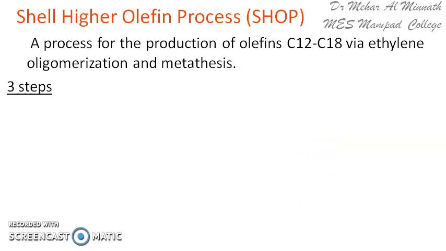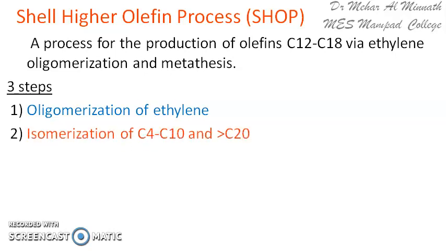Now there are three steps involved in SHOP. The first step is the oligomerization of ethylene. The second step is the isomerization of the C10 to C14 polymers, and also polymers which are greater than C20 chain length. And then finally we have the metathesis. So these are the three steps involved in SHOP.